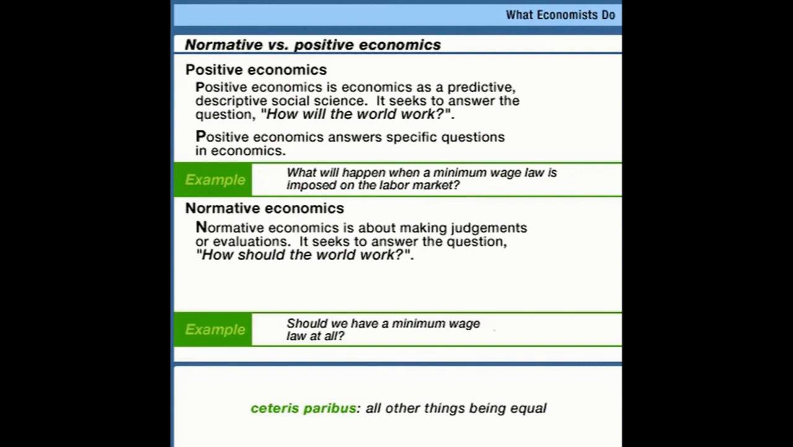Or is there a better way to provide for low-income workers, perhaps an earned income tax credit or some other policy? Normative economics is about norms, and norms are standards of judgment. What is good, what is better, and what is bad? Whenever we're doing normative economics, we're seeking to come up with the best policy for a particular situation.